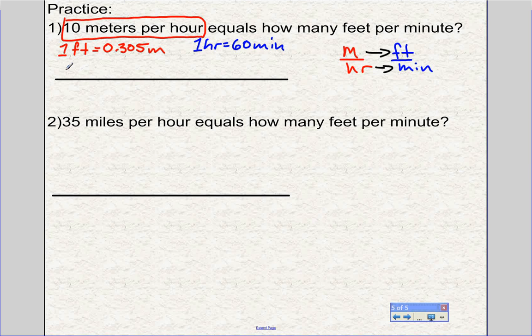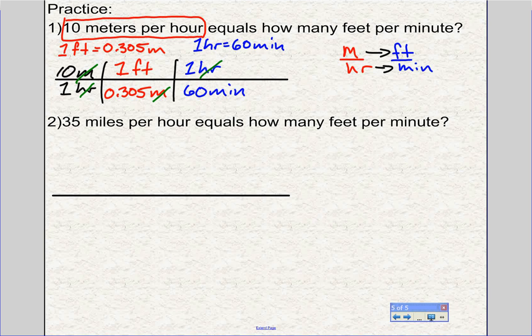Write down what I was given, 10 meters per hour. Plug in my first conversion factor. Meters on top. I need meters on the bottom. Plug in my next conversion factor. I have hours on the bottom. I need hours on the top to cancel that out. So you can see the meters canceled out, the hours canceled out, left me with feet over minutes, which is what I want.